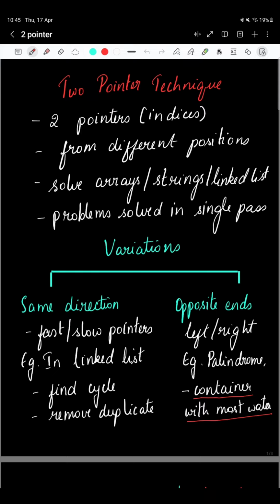One is the 2 pointers keep moving in the same direction, in which case we usually make use of something like the fast pointer and the slow pointer. The next variation is where the pointers start in the opposite ends. So we call the locations to be left and right.